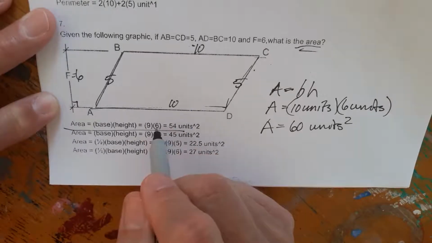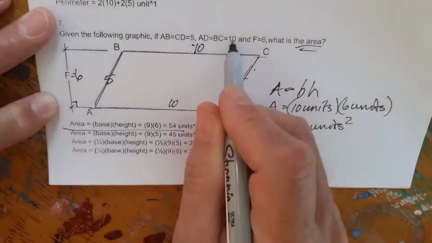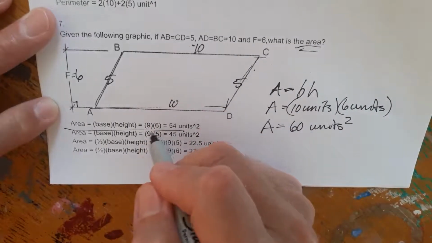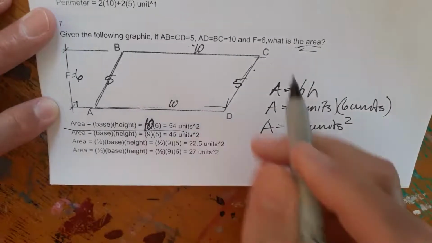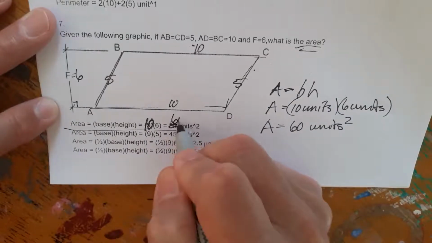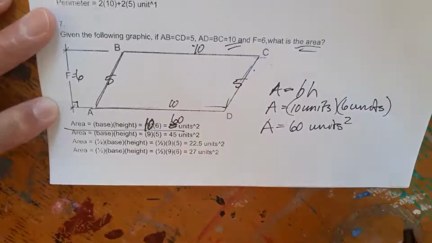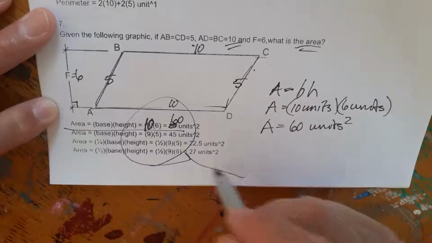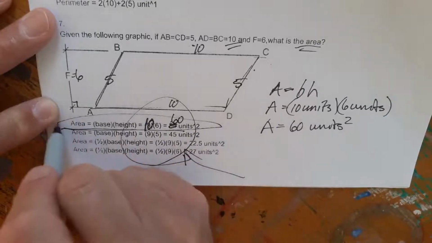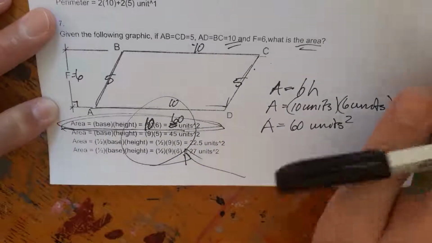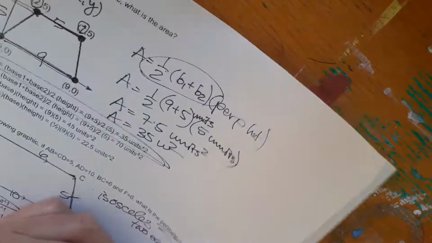Nine times 6. So I think this should be 10 right here, and I think this should be 60 because it says clearly 10 right here, right? So I'm going to make it this one, and it's going to be 60 units when you guys see it, right? I'll fix it by the time you get there.